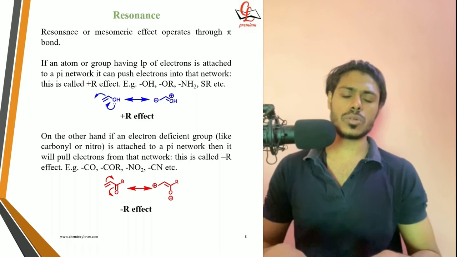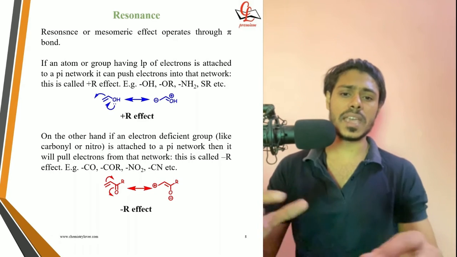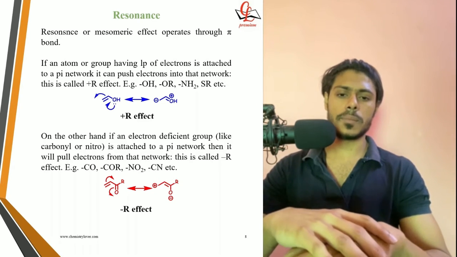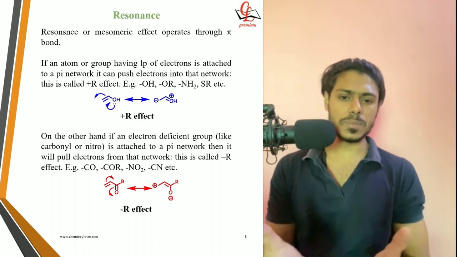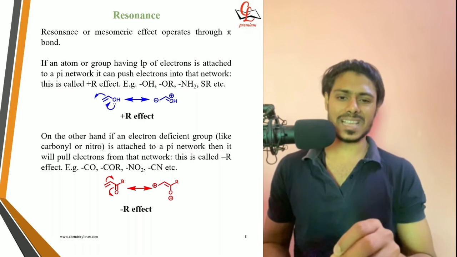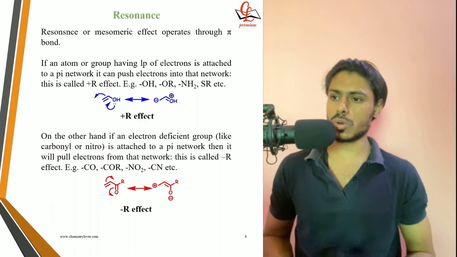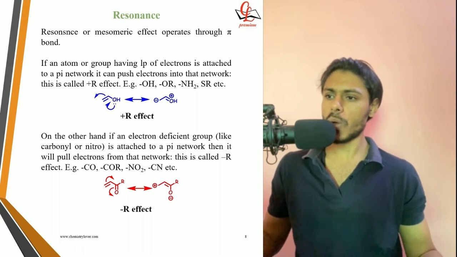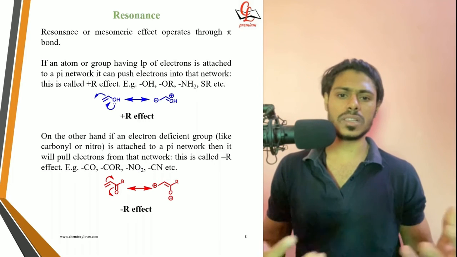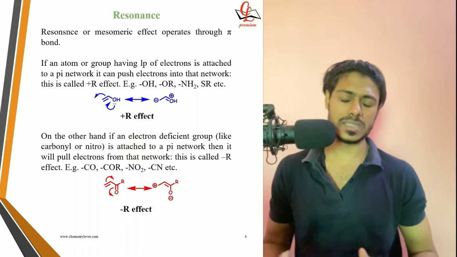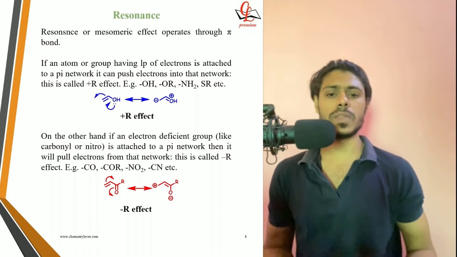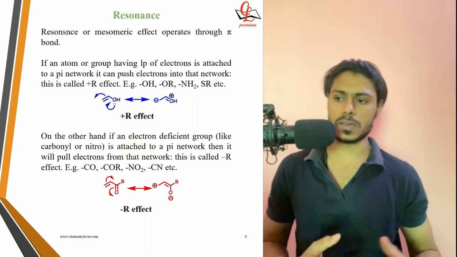And that's how the pi system gets an extra electron cloud or extra negative charge, and we call it plus R effect because it is pushing electrons. So any group having lone pair like OH, OR, NH2, SR, all these groups having lone pair can show plus R effect or plus resonance effect. This effect is also called mesomeric effect, or plus M effect.